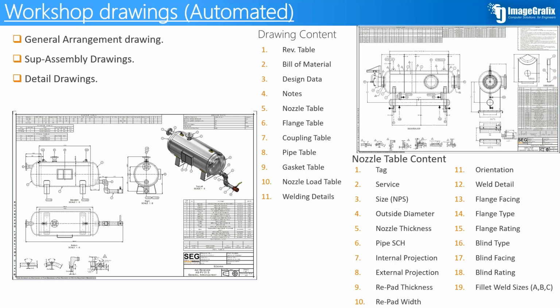design data. You have the ability to add notes, flange table. All of those tables shall be created automatically. You just select it and say, I want to make it appear in my drawing. For example, let's talk about the nozzle table. The nozzle table includes around 21 fields, like the tag of the vessel, the service of the vessel, size, outside diameter, thickness, pipe schedule, internal projection, external projection, and more information regarding the welding and attachment.